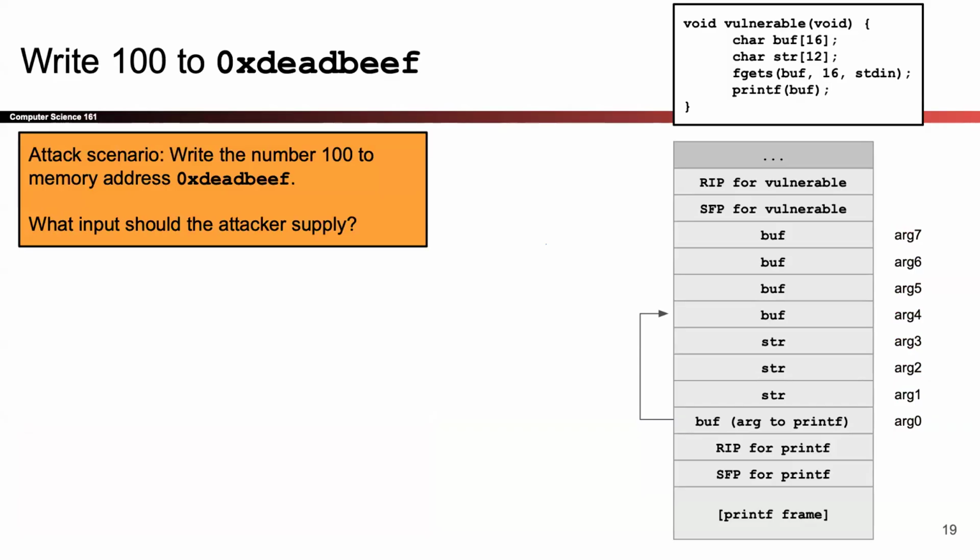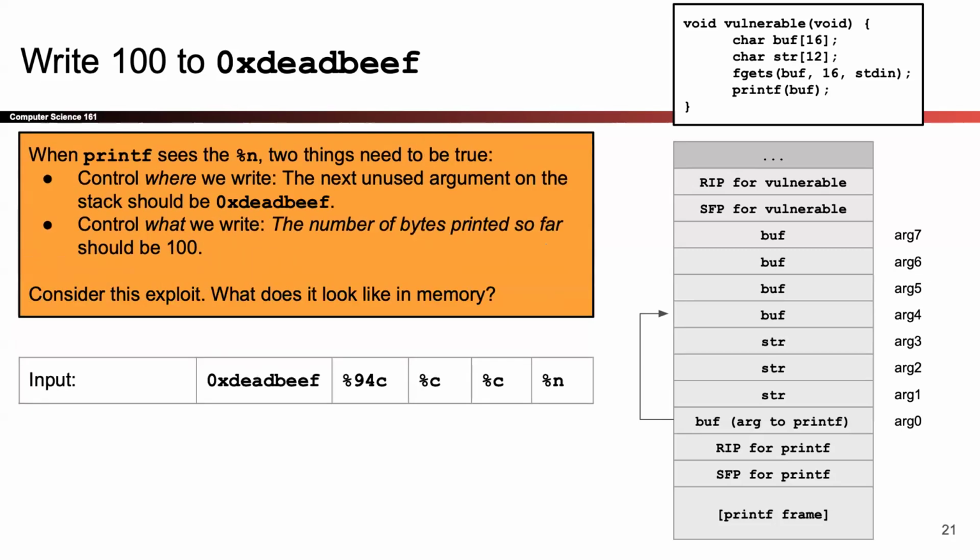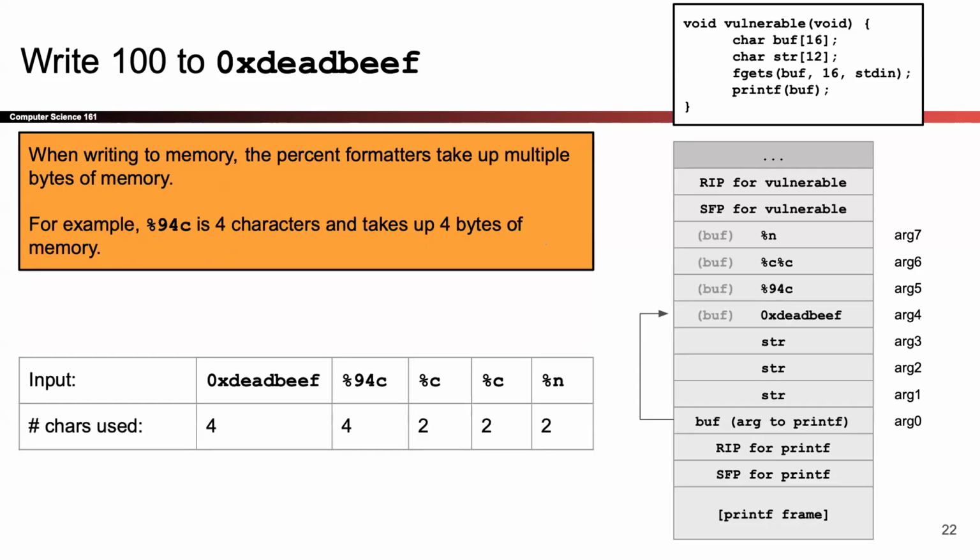So for instance, if the attacker wants to write the number 100 to memory address 0xdeadbeef, what the attacker can do is provide this input. This input has deadbeef, then %94c, then %c, then %c, and then %n. Let me show you what's going to happen.